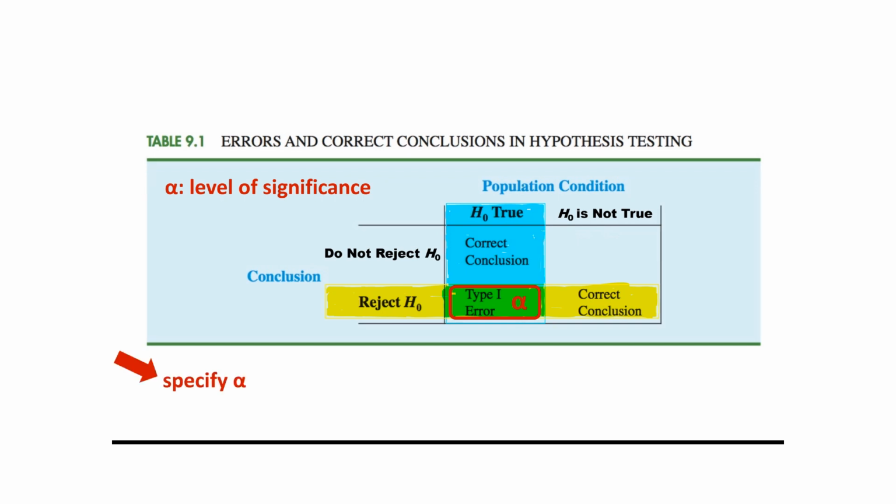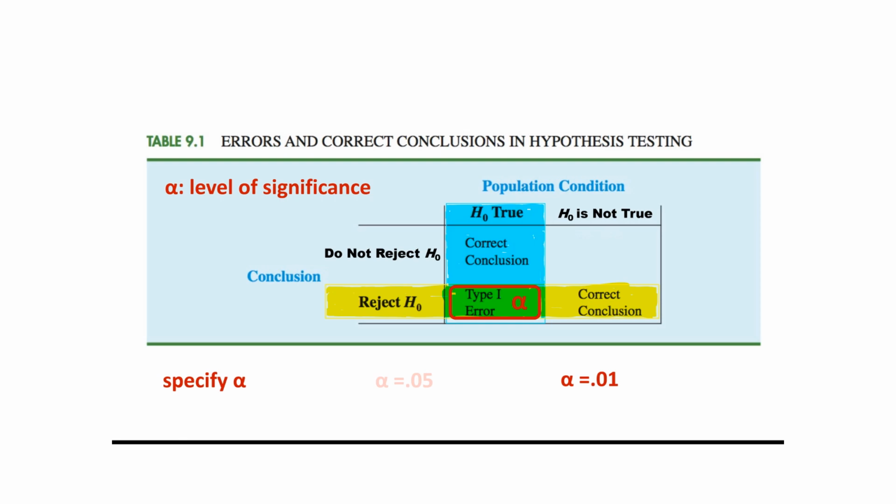The person responsible for hypothesis tests specifies the level of significance. By selecting alpha, that person is controlling the probability of making a type 1 error. If alpha is set to 0.05, then the probability of rejecting H0 when it is true, when we shouldn't, is 0.05 or 5%. If alpha is set to 0.01, then the probability of rejecting H0 when it is true is only 0.01 or 1%.